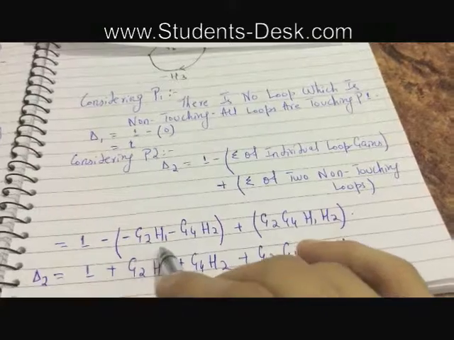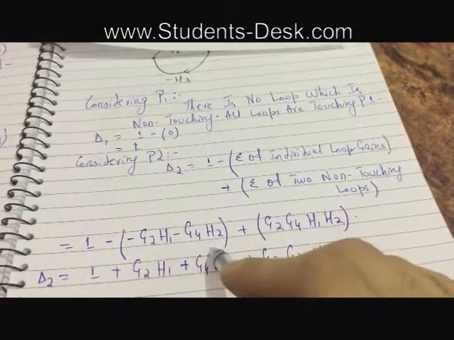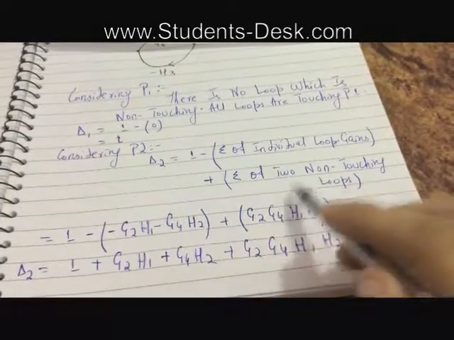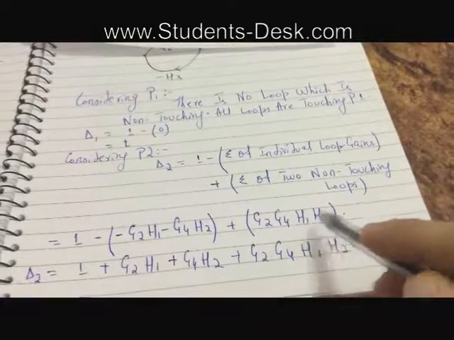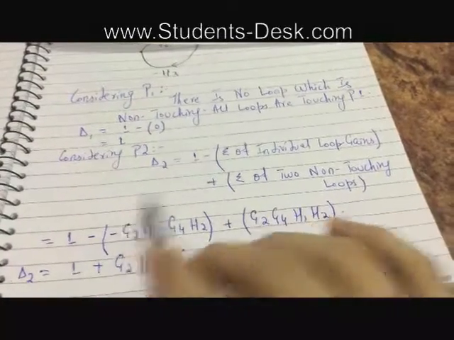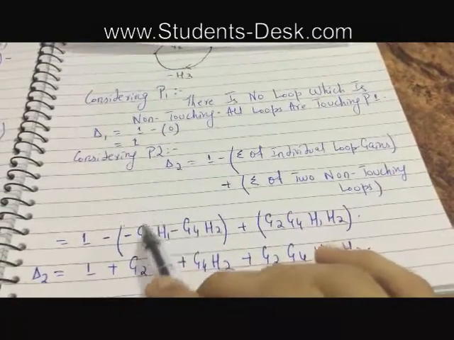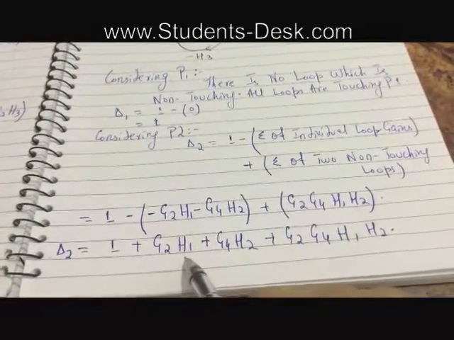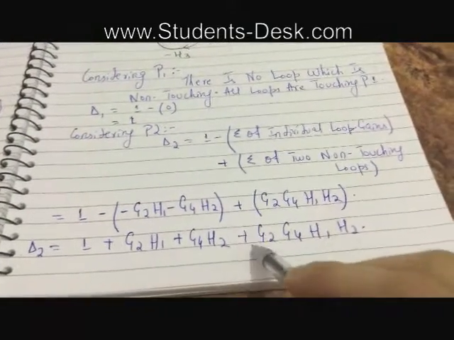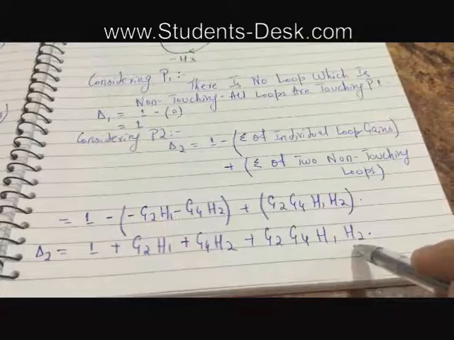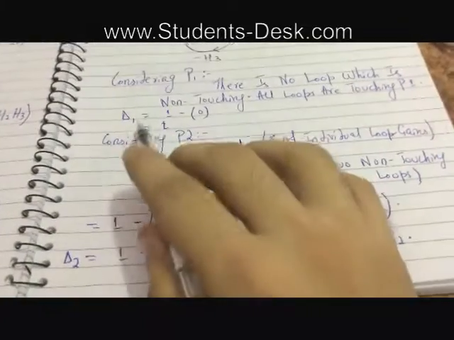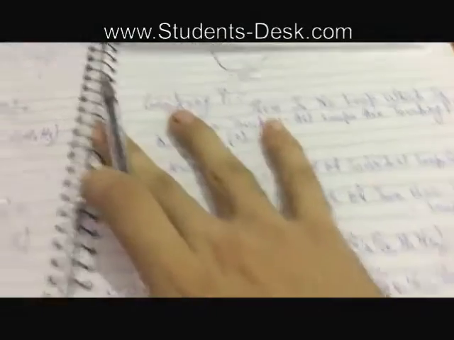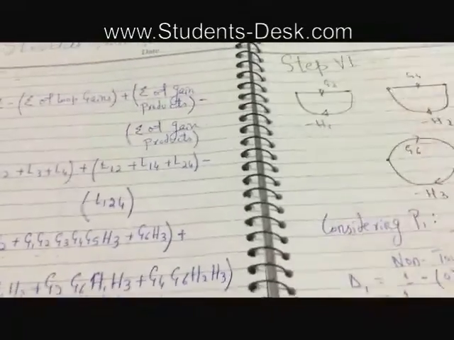So minus G2 H1, minus G4 H2, and then the product of them is G2, G4, H1, H2. Those loops which are not touching path 2 will be placed over here, and delta 2 is 1 plus G2 H1 plus G4 H2 plus G2 G4 H1 H2. This is delta 2 and this is delta 1. So now we have found all the values which are required in the formula.